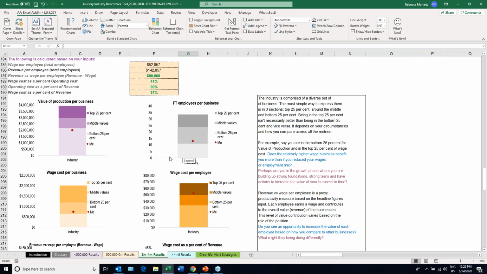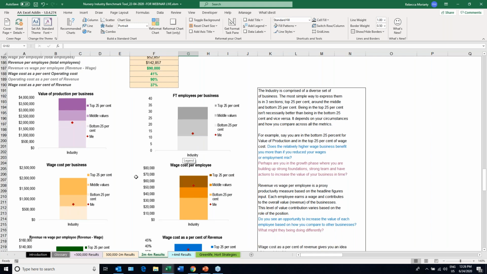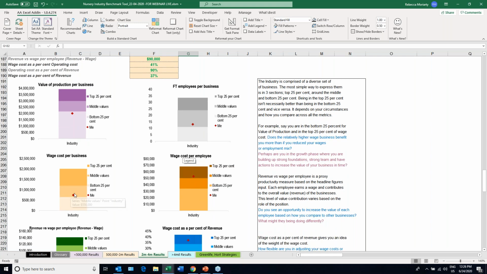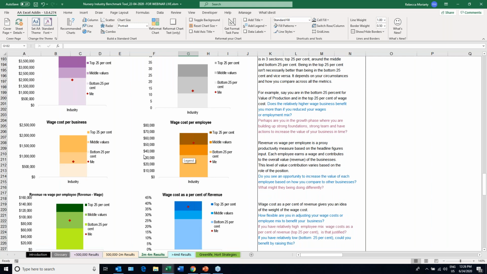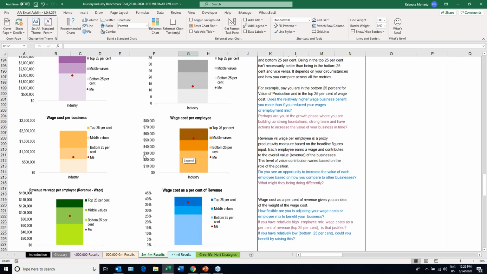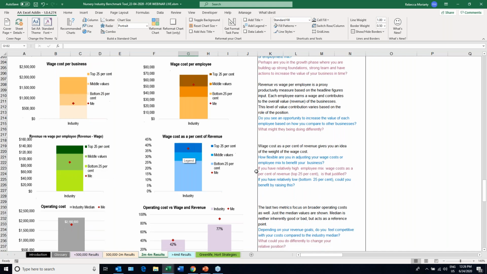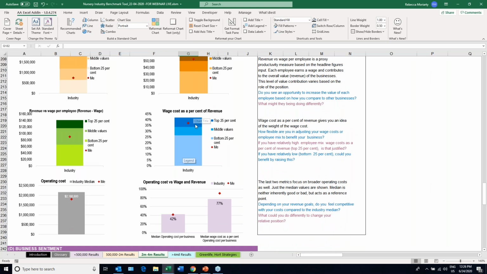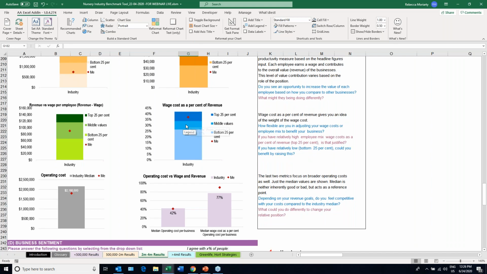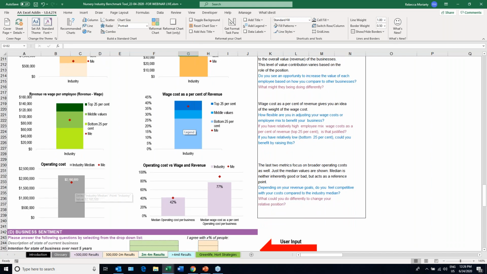Full-time employees are still around about the middle, but we've dipped down a little bit here. Our wage cost per employee is relatively high. We're in that top 25%. Our productivity measure, revenue minus the wage per employee, is still around the middle, so that's not too bad. Our wage cost as a proportion of our revenue is relatively high compared to the industry. And our operating cost is a bit below the median.